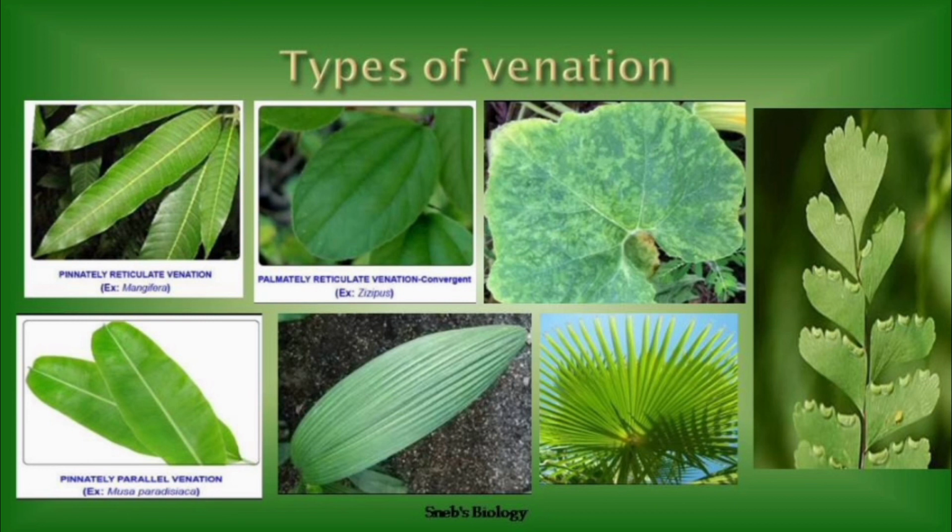Reticulate venation is mainly found in dicot leaves, and it is again divided into unicostate venation with a single midrib and multicostate venation with multiple midribs. Parallel venation is mainly found in monocot leaves. It is also divided into unicostate and multicostate types of venation. And the third one is forked venation, which is mainly found in pteridophytes.